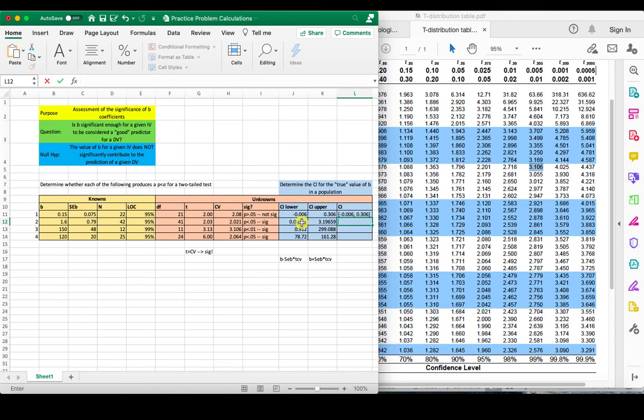let's say we're making all of these to the second decimal place. Oh, we can do third, that's fine. Okay, so this one would be 0.003 to 3.197. This one would be 0.912 to 299.088. And 78.72 to 161.28.